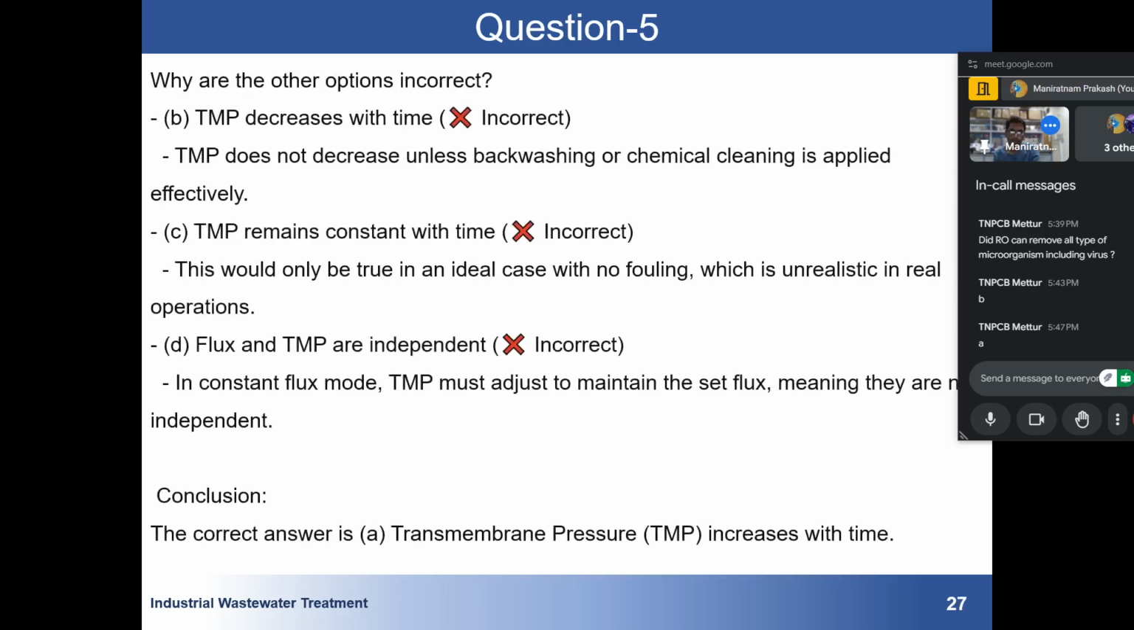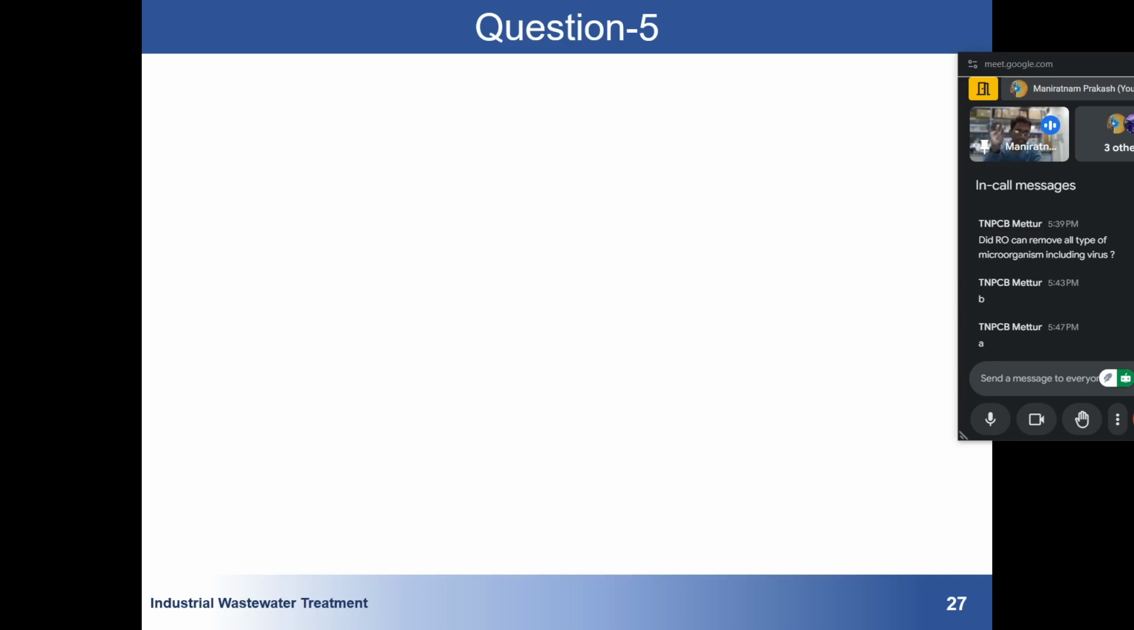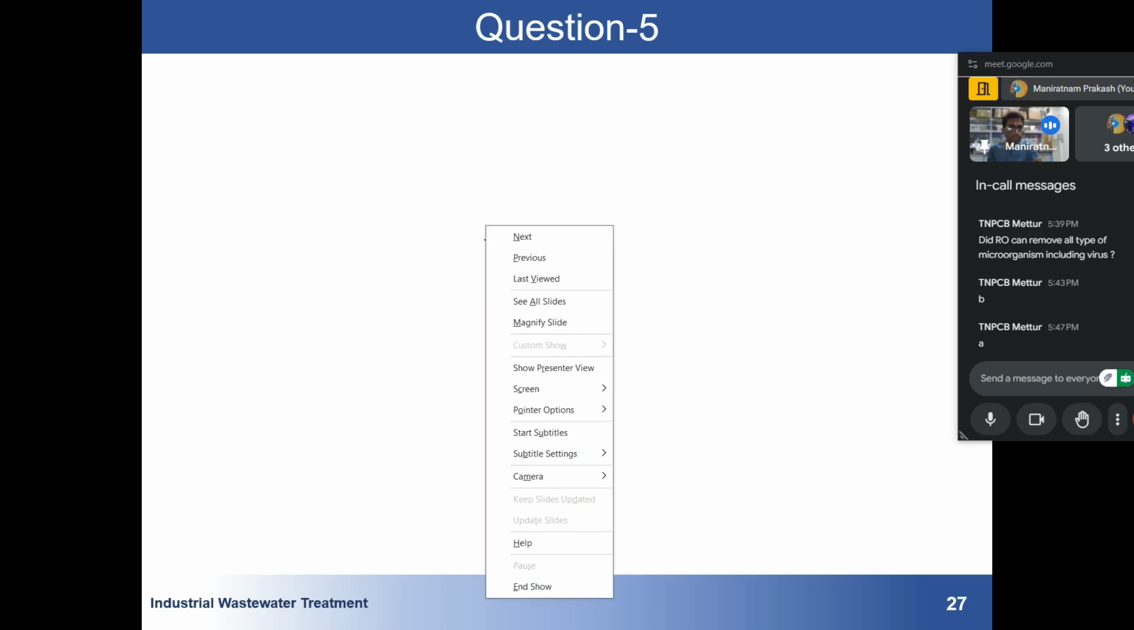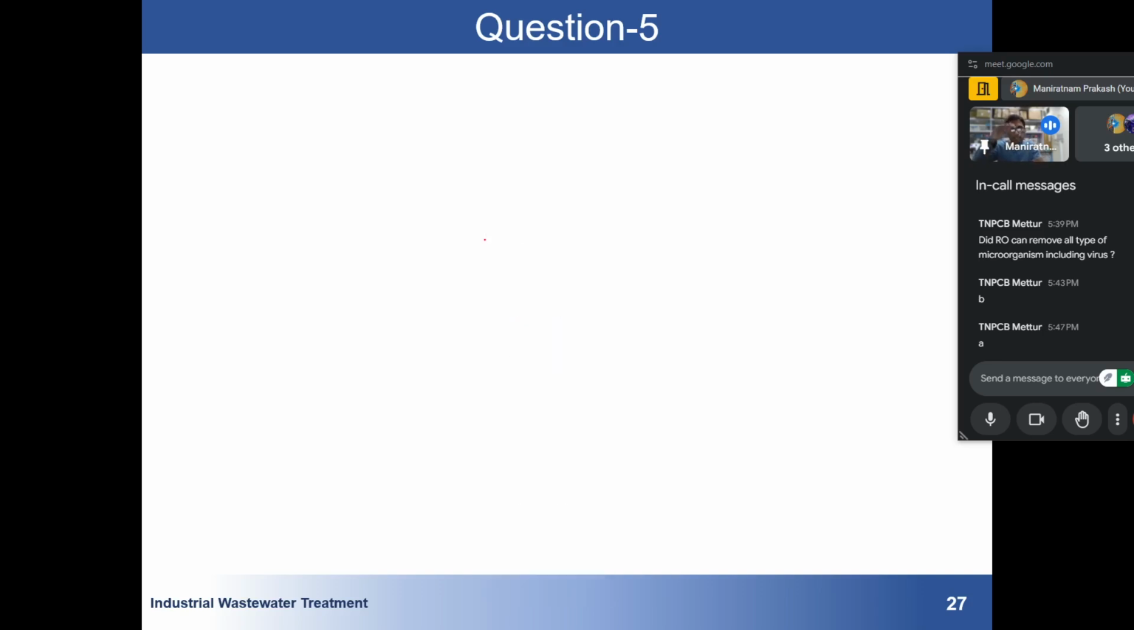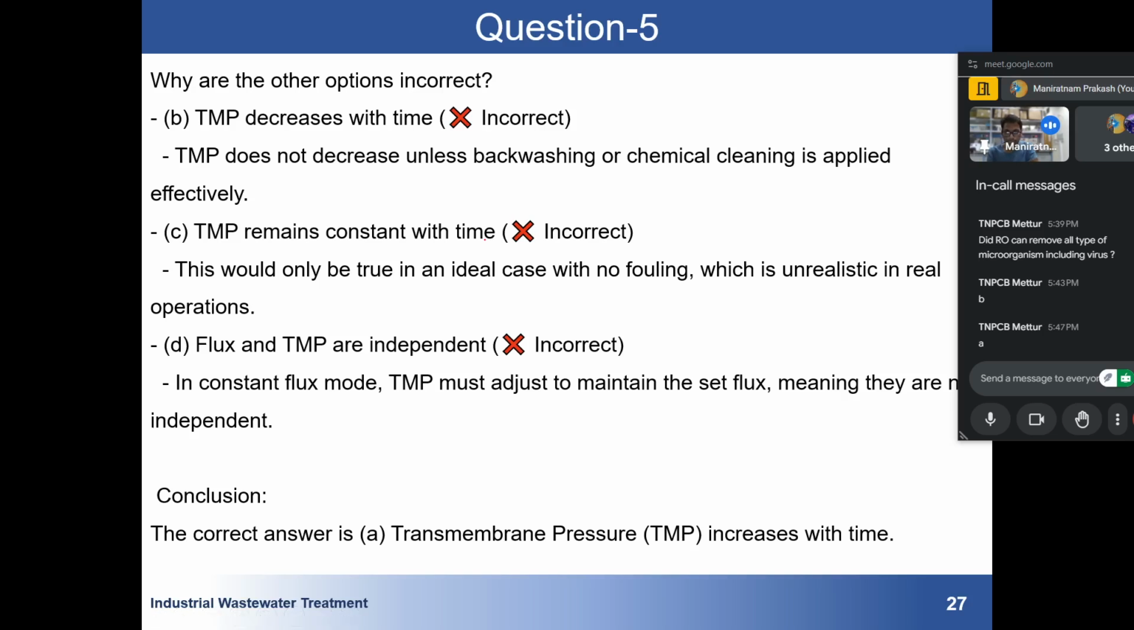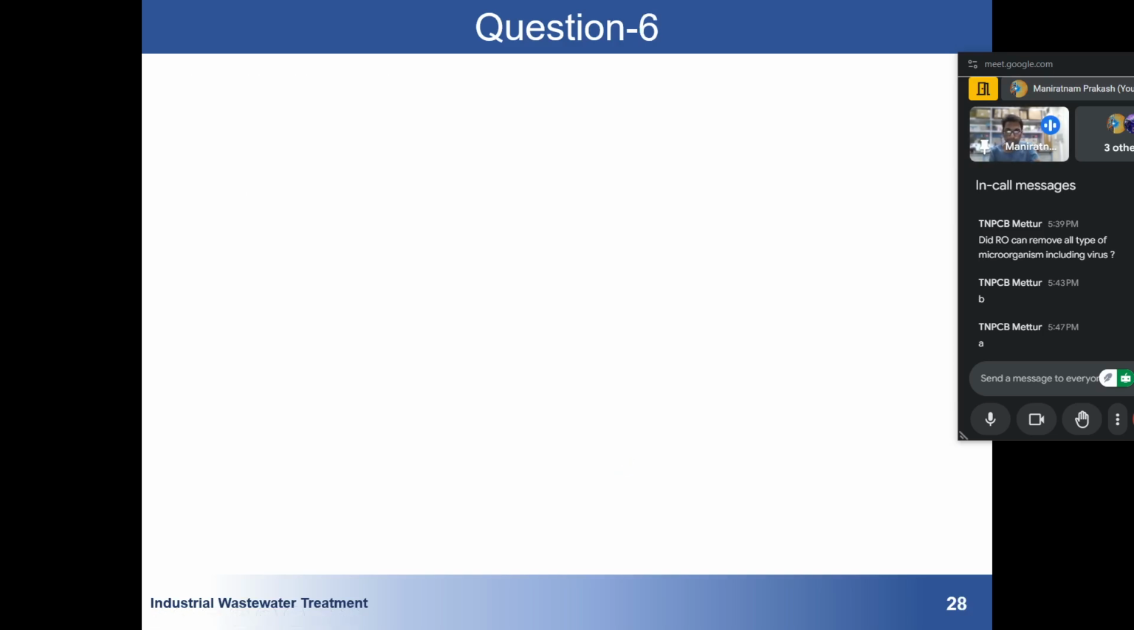But keep a simple thing in mind: with time there will be deposition of minerals or contaminants, and with time we have to apply more pressure if we want to keep the flux the same. Remember, our aim is to maintain the constant flux. That's why we have to increase the pressure. Correct answer is A. Transmembrane pressure increases with time.